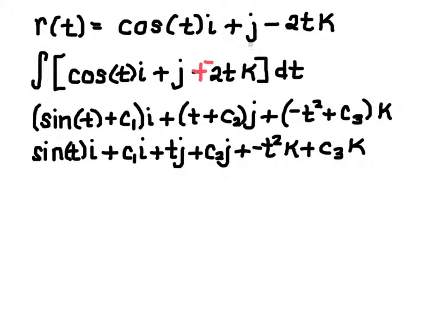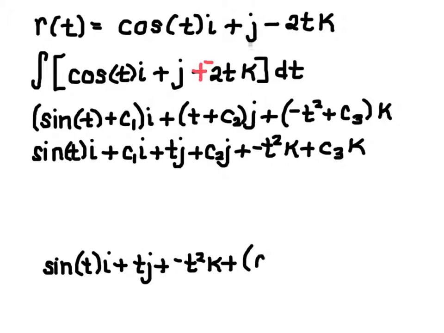Because this is all addition, we can commute terms: we can put our sine of t and our t squared together, and our constants, the c1, c2, and c3 terms, can be put together. So we have the sine of t in the i direction plus t in the j direction plus a negative t squared in the k direction. Here I'm going to put the constants in parentheses: c1 in the i direction plus c2 in the j direction plus c3 in the k direction.